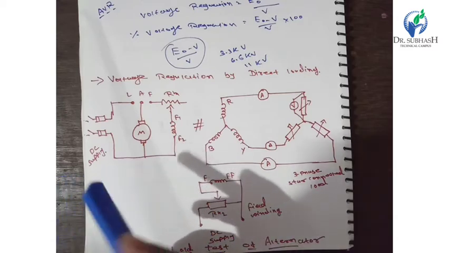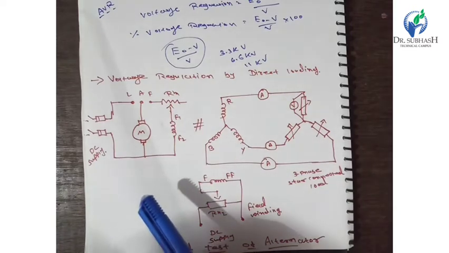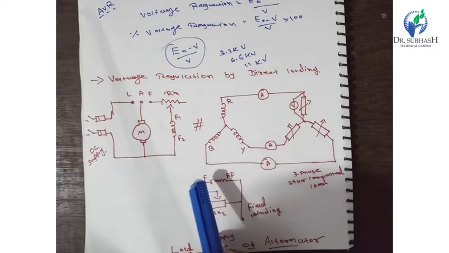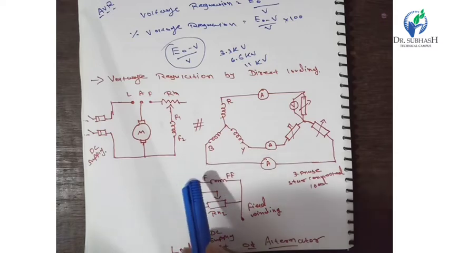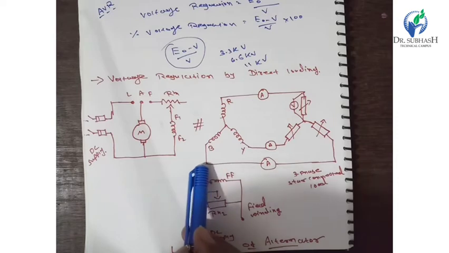The speed of the alternator decreases due to the load. The speed is again adjusted to the rated value by adjusting the motor field rheostat. The excitation is not disturbed, maintaining the current. Then the readings are noted down here.